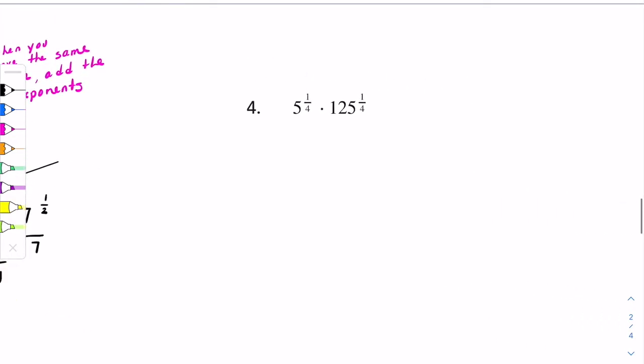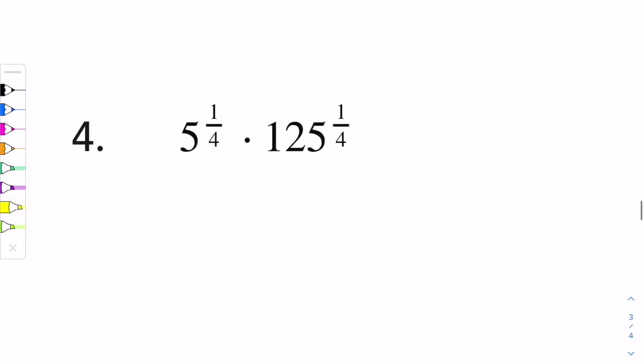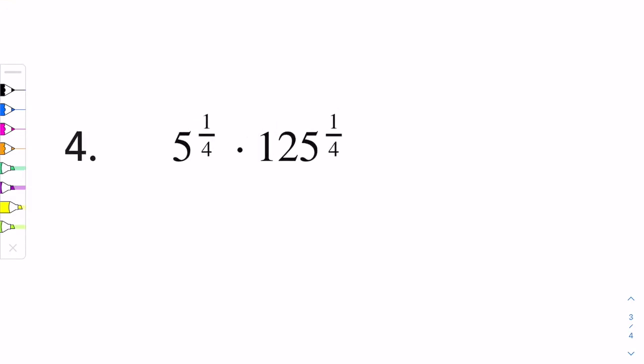For number 4, we can't exactly do the same thing here because the bases are not the same.